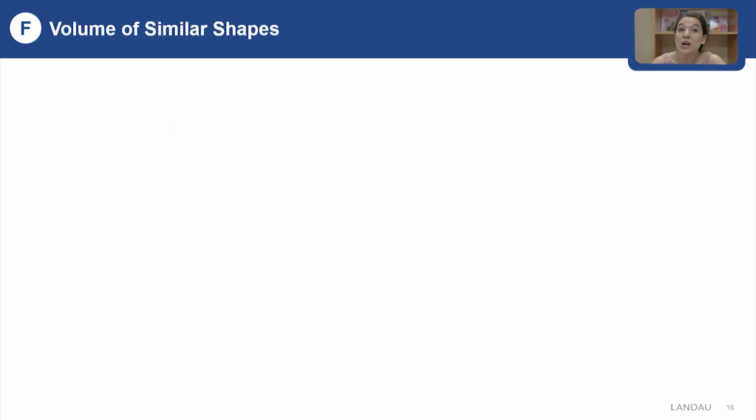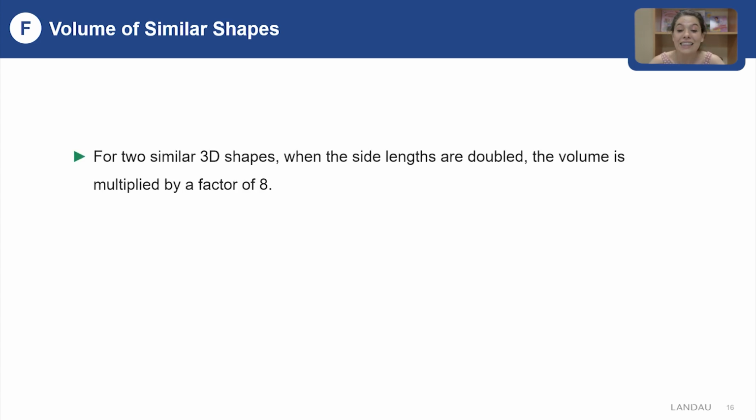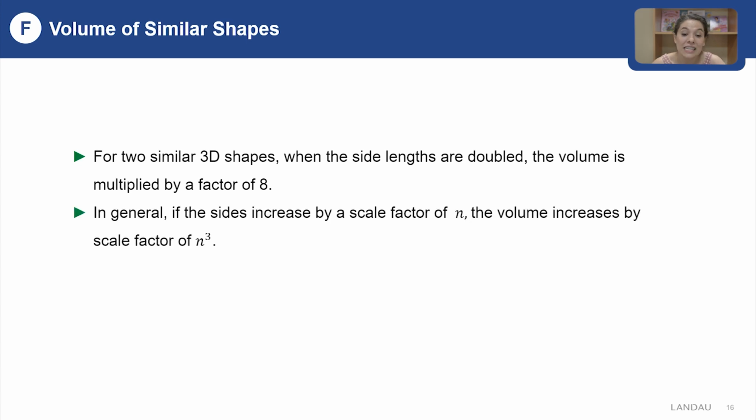It is time to talk about volume of similar shapes. I guess you already know what I mean when I say volume. It means we have to talk about 3D shapes. So for two similar 3D shapes, when the side lengths are doubled, the volume is multiplied by a factor of 8. So in general, we say that if the sides increase by a scale factor of n, the volume increases by the scale factor of n cubed.